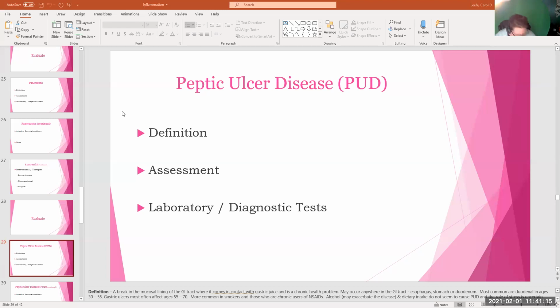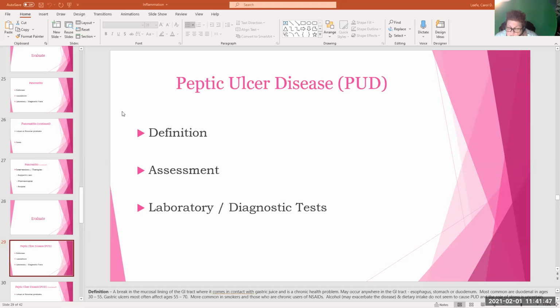So we're going to talk about peptic ulcer disease. The definition is a break in the mucosal lining of the GI tract where it comes in contact with the gastric juices, and it is a chronic health problem. Ulcers develop when the mucosal barrier is unable to protect the mucosa from damage by hydrochloric acid and the pepsin, or those gastric juices.